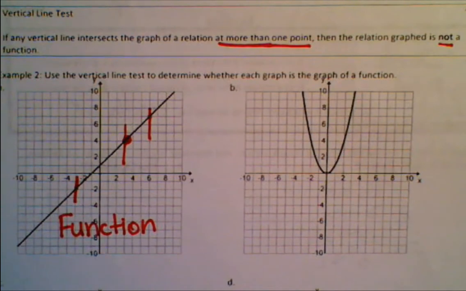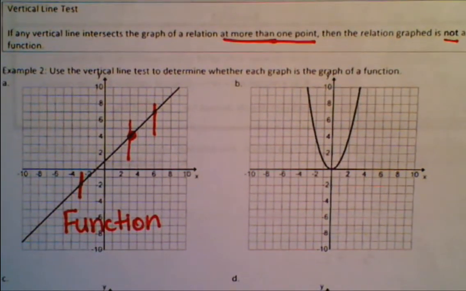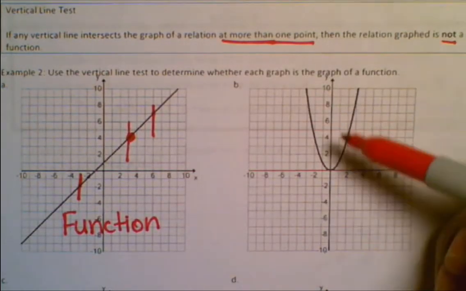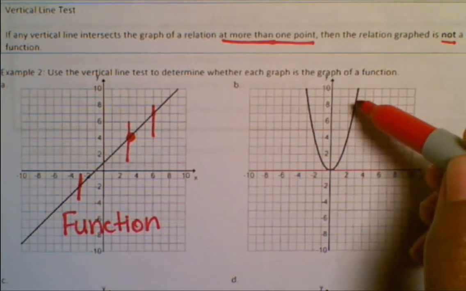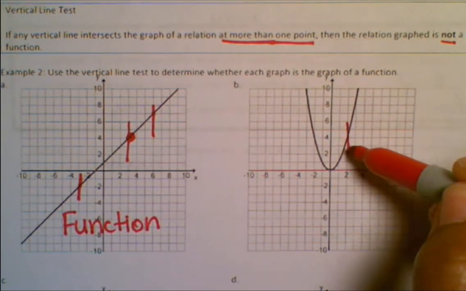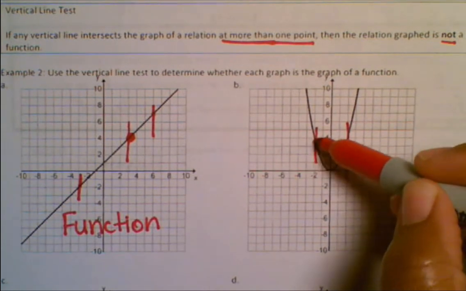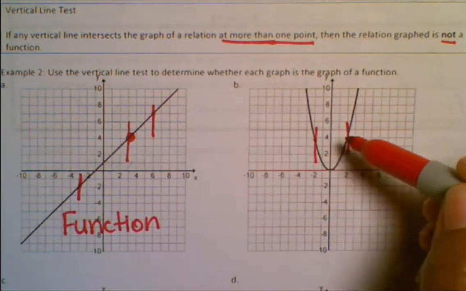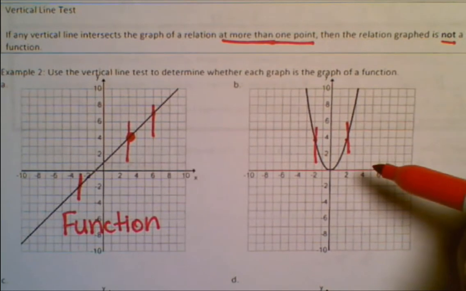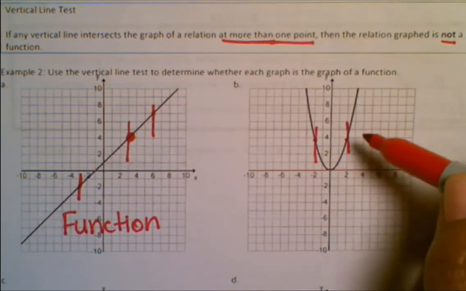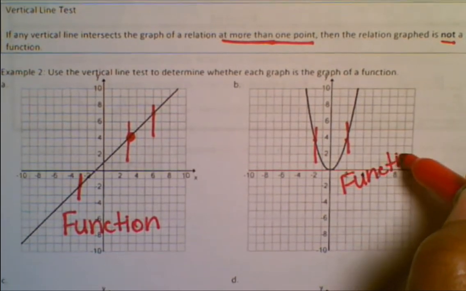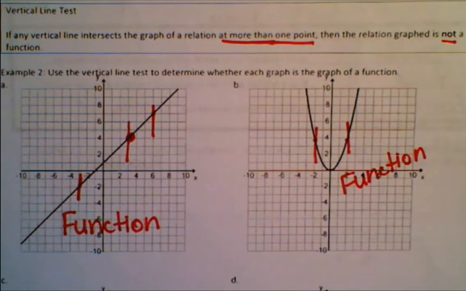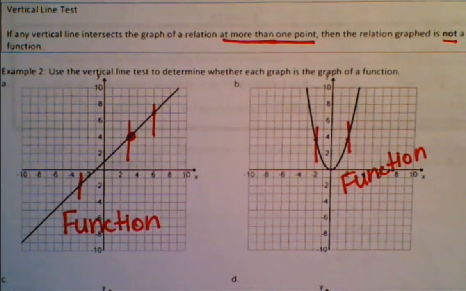But as we look at B, we have a parabola, where I'm going to draw a vertical line again. How many points are touching the line when we draw a vertical line? It's just one point. So we would say that this equation or this graph is a function. Let's look at the last two.